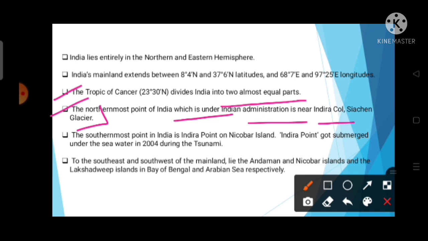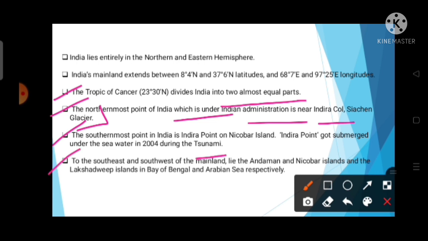Okay. Next point. The southernmost point in India is Indira Point. Okay, don't be confused. Indira Col is the northernmost point of India, while Indira Point is the southernmost point of India, which lies on Nicobar Island. Do you know that this Indira Point got submerged under the seawater in the year 2004 during the tsunami?